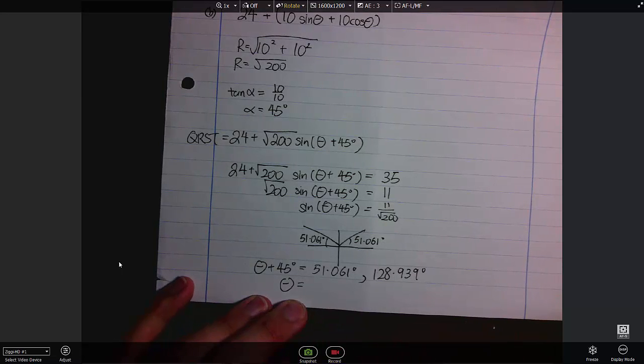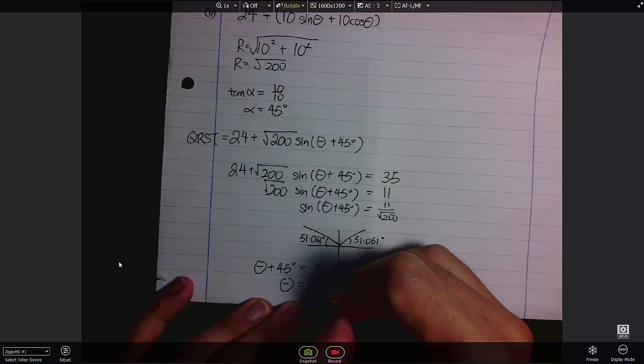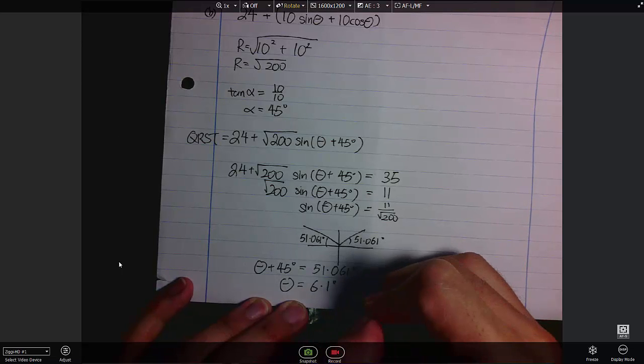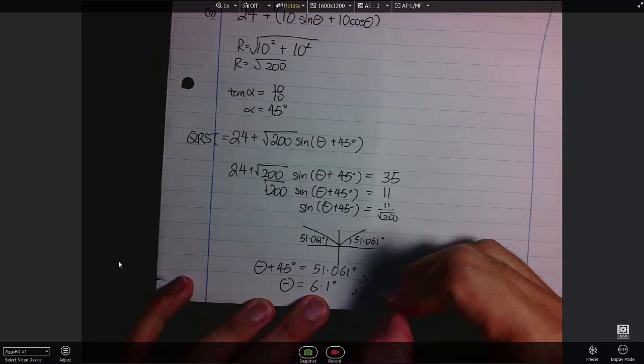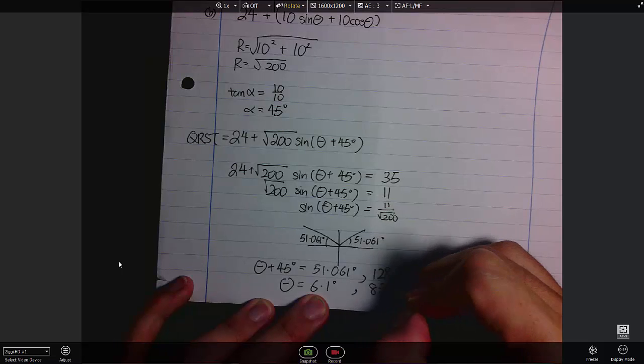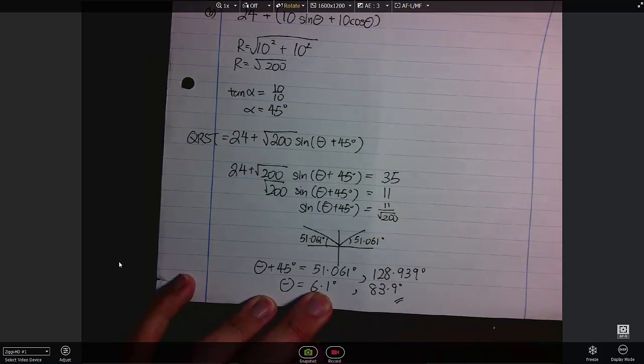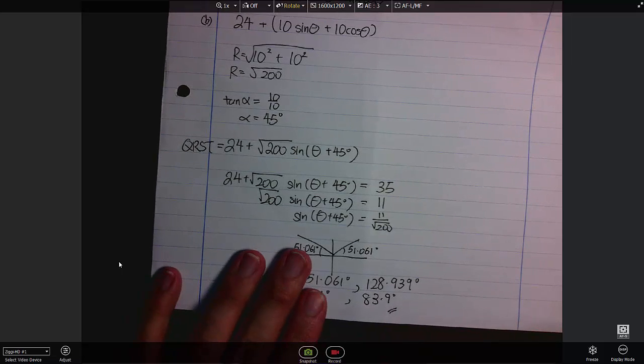51.061 minus 45, we get 6.1 degrees, or the other possible value is 83.9 degrees. Both are possible. In this case, they are both acute angles. Okay? Now I will go to part C.